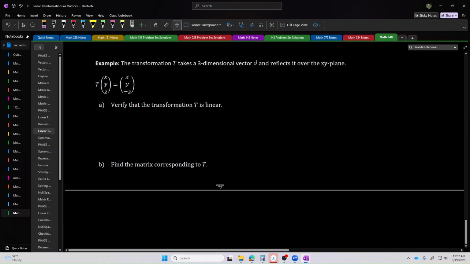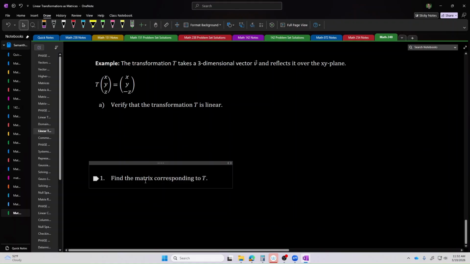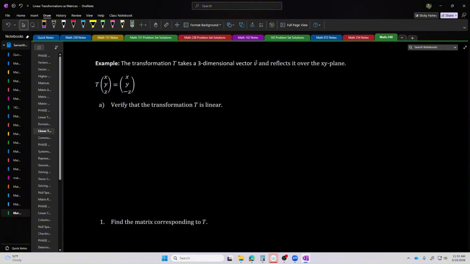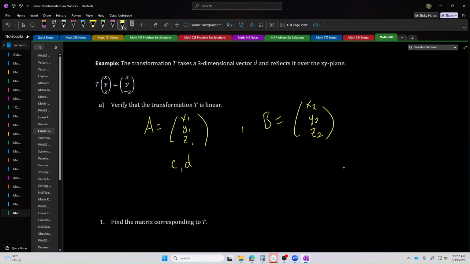So first of all, let's verify that the function defined here is an honest-to-goodness linear transformation. Let's make sure that this is a linear transformation as opposed to a non-linear transformation. And so to that end, I'm going to write down a couple of arbitrary inputs for this function. I will call A equals x1, y1, z1. I will call B equals x2, y2, z2, and I will let C and D be any real scalar.